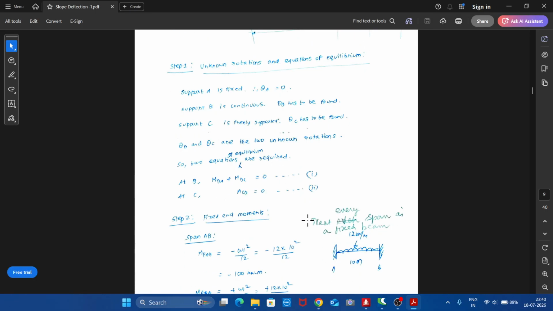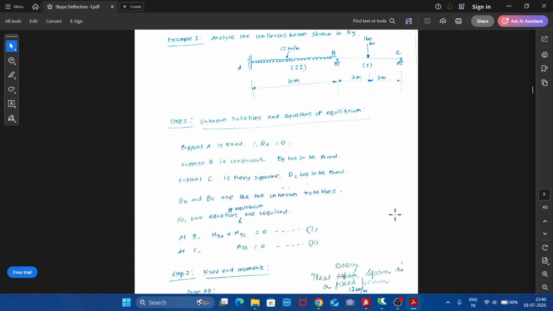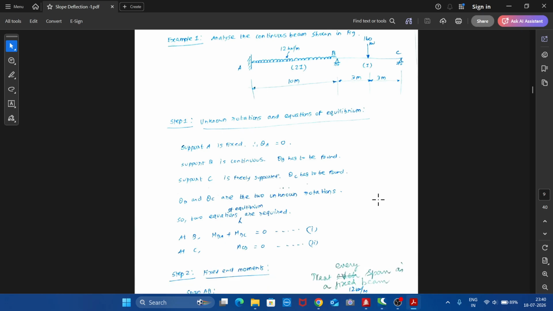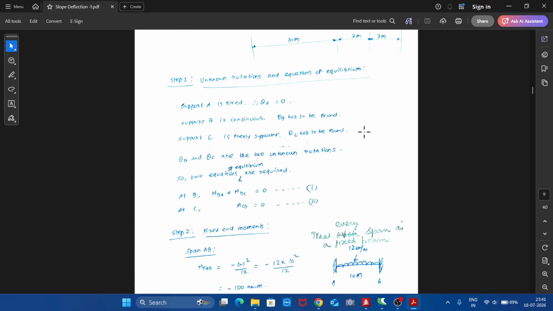Step 2, forming the fixed end moments. We treat every span as a fixed beam and form the end moments, which we call fixed end moments. This is purely formula based and depends on the type of applied load. If we have UDL, the fixed end moment at the left hand is minus WL squared by 12 and at the right hand it is plus WL squared by 12. If it is a central point load, at the left hand it is minus WL by 8 and at the right hand plus WL by 8. For various loadings, we have different fixed end moment formulas.